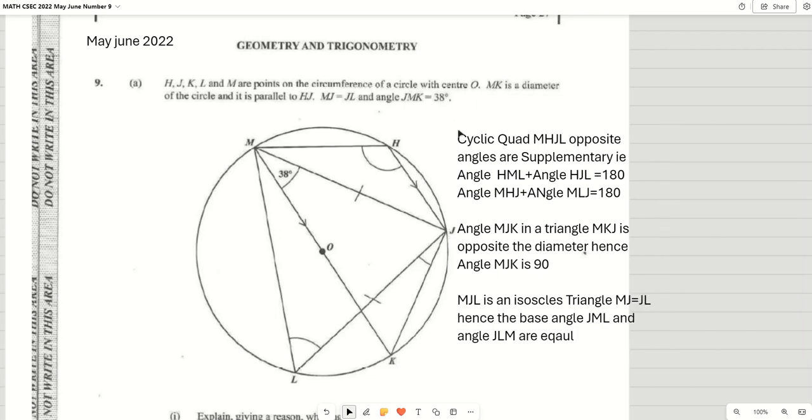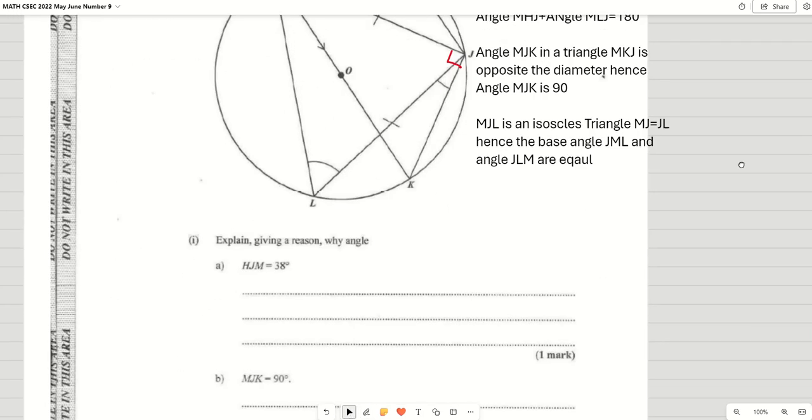So these are some of the things from our circle that we know, and we may use them for some of the questions to come. First let's denote that this angle here is a 90 degree angle, because it's opposite diameter MK. Let's go on to the first question.